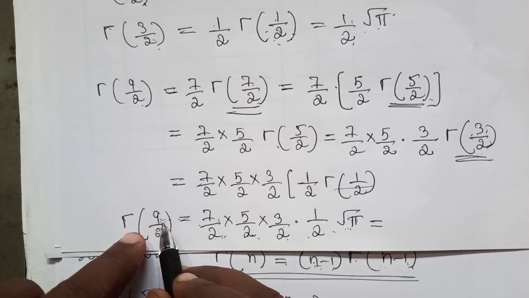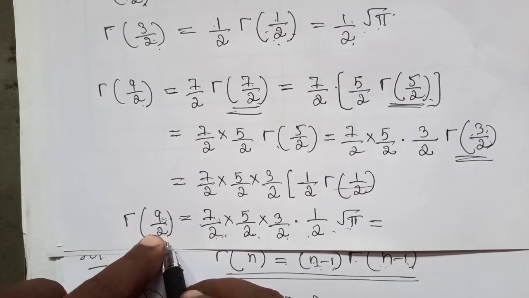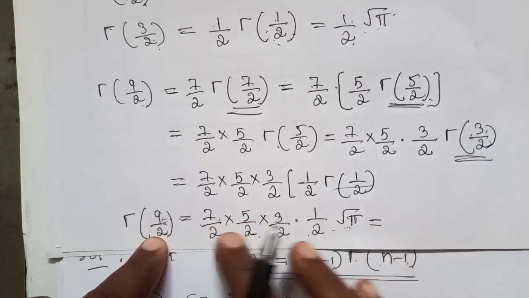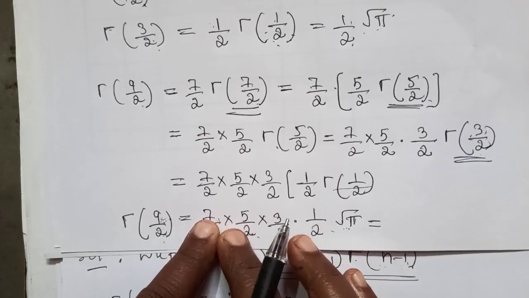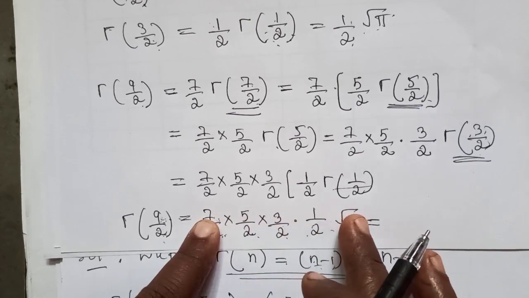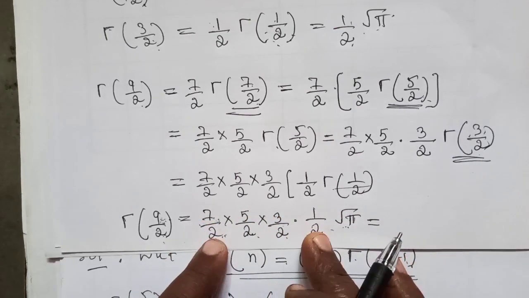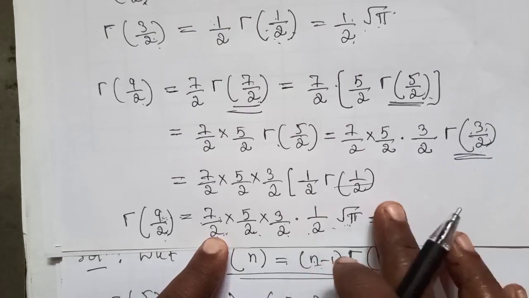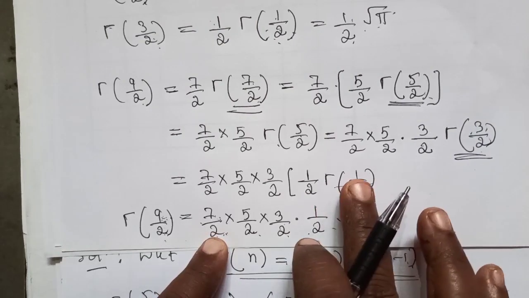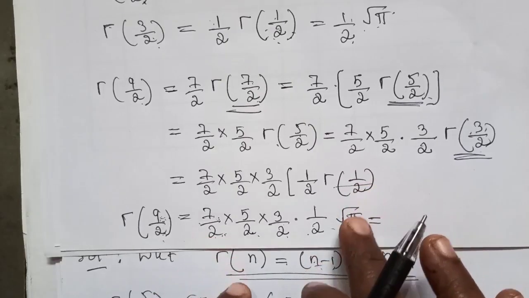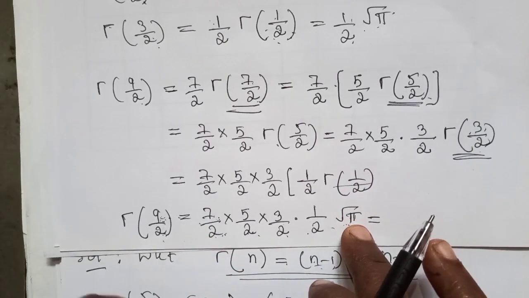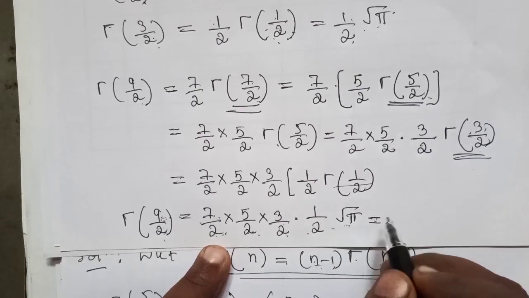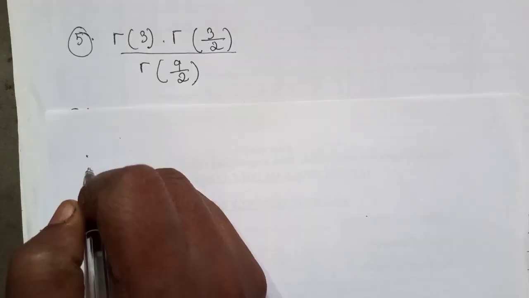So suppose in the denominator we have 2, then use this trick: start with n minus 1 and go on decreasing by 1 in the numerator. Lastly you have to multiply with root pi, because at the last term you will get 1 by 2, and gamma of 1 by 2 value is root pi, therefore we have to multiply it by root pi. You keep this as it is, we simplify it later on.